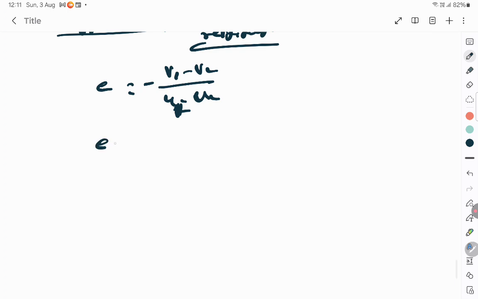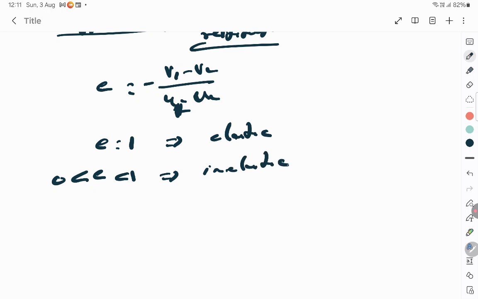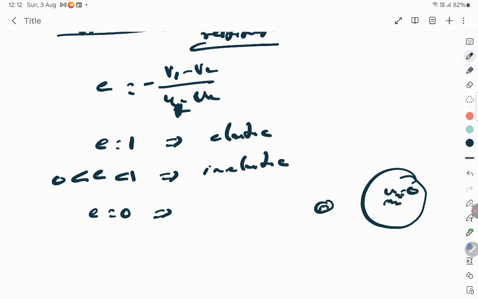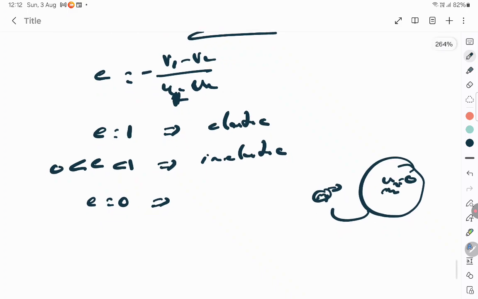I'll just straight away memorize this. When e is equal to 1, it shows a perfectly elastic collision. When e lies between 0 and 1, we can say it is an inelastic collision. When e is equal to 0, this refers to the bigger mass which is not moving, and a smaller mass which is moving with a velocity comes and collides. They move as one unit, they stick to each other. There's no v1 and v2, it has only one velocity, and so e will be 0.